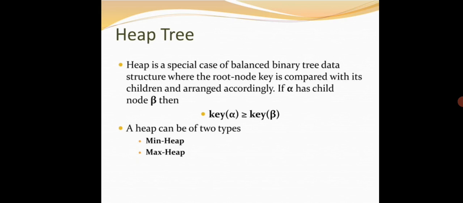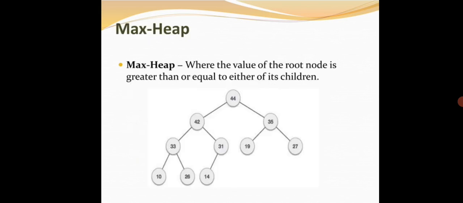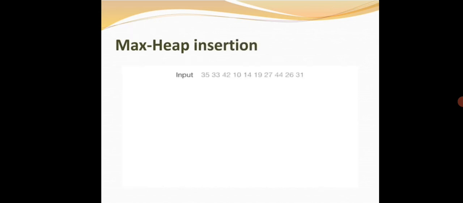Another and last type of tree is the heap tree. A heap tree is a special case of balanced binary data in a tree structure, where the root node key is compared with its children and arranged accordingly. If alpha has a child node beta, then the value, or key, of alpha is greater than the value of beta. A heap can be of two types: minimum heap and maximum heap.